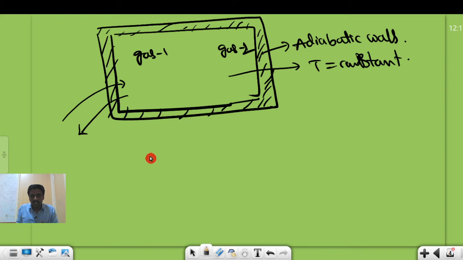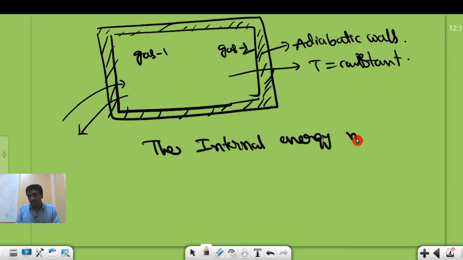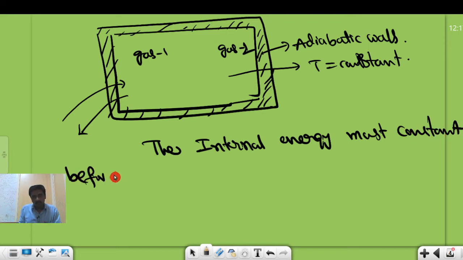That means we are taking one of the important conditions. So the internal energy must be made constant. The internal energy must be constant before and after mixing of gas.